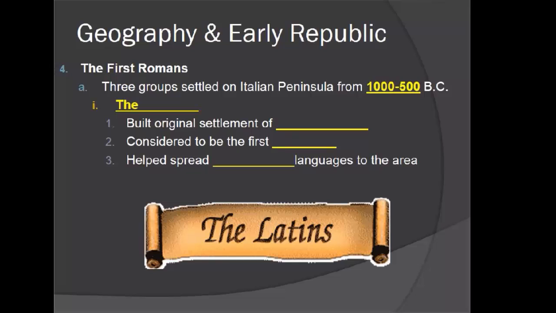So, let's talk a little bit about the history. The first Romans settled on the Italian peninsula around 1000 to 500 BC. Of these, the first group were the Latins. The Latins built their settlement of wooden huts. Not a lot of high technology there, but it worked. They are considered the first Romans of the three we're going to talk about. They did help spread Latin-derived languages to the area. Even today, a lot of the words we use in the English language come from Latin words from this particular culture.